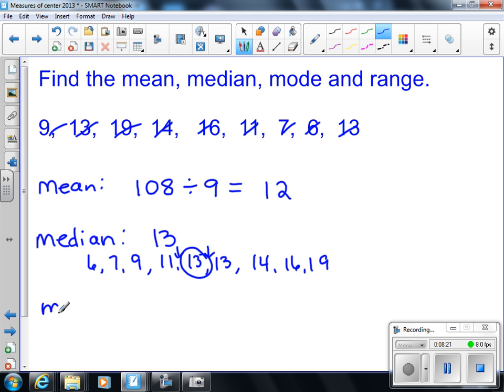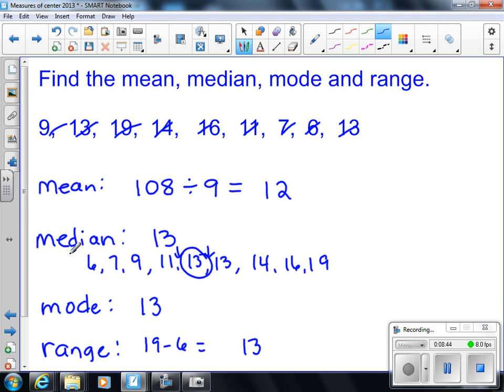My mode. Turn and tell your partner, what is mode? Okay, it's the one that occurs most often. Just one? Yes, it's 13. And the range. Difference between the highest and lowest, 19 minus 6 is 13. So I have a range of 13.